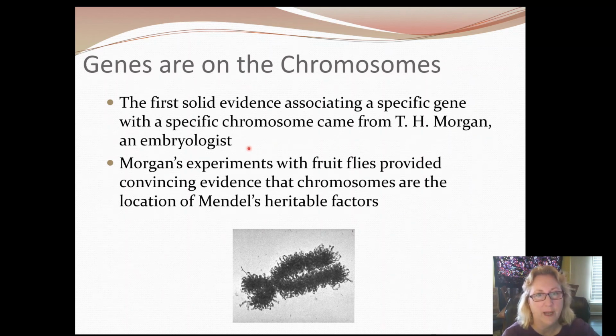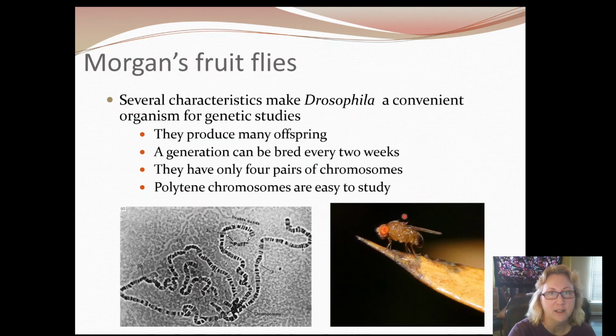He was an embryologist, and he pioneered using fruit flies as an experimental subject. Fruit flies are ideal for a lot of reasons. They have few chromosomes. They only have 8 chromosomes, 4 pairs of chromosomes in the diploid adult. They produce lots of offspring. They're easy to handle in the lab. You can grow them just on this solidified yeast nutrient mixture in little glass bottles.